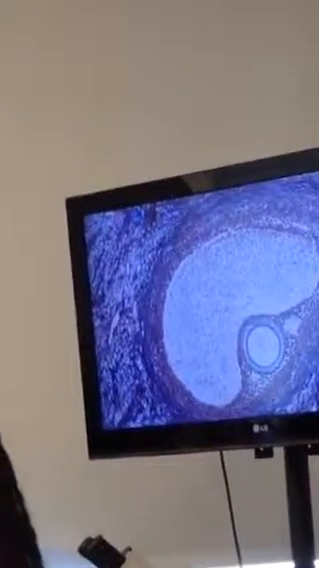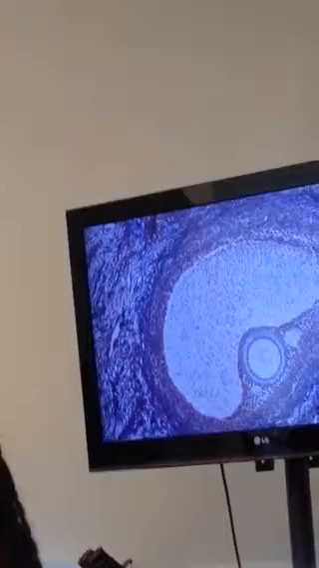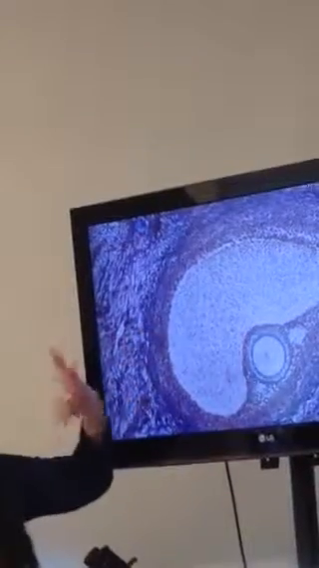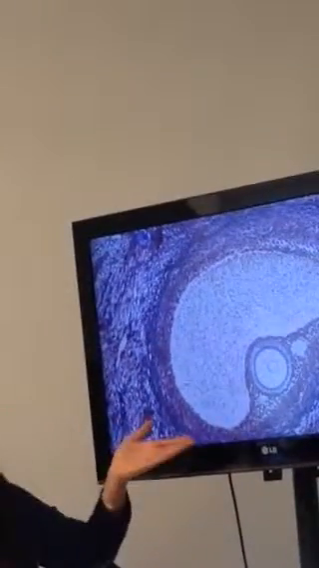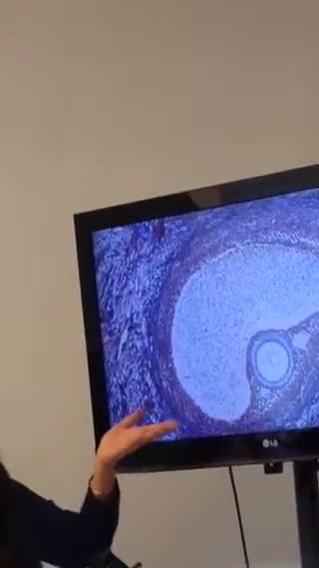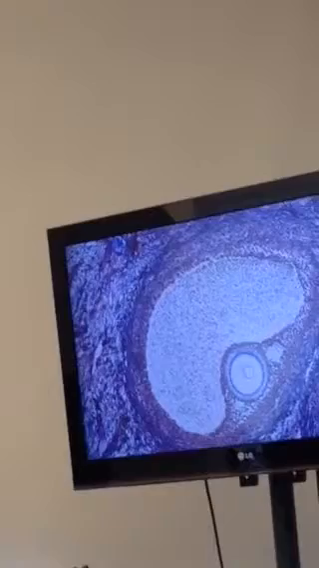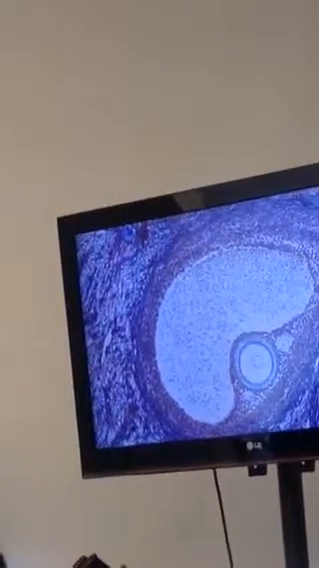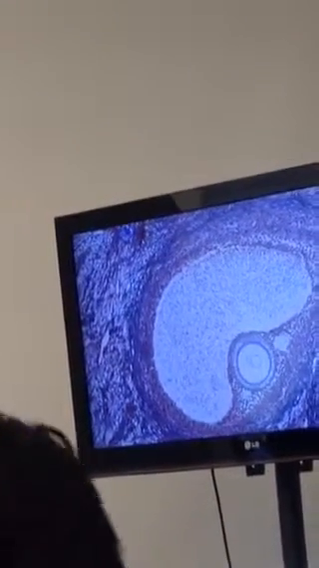Our ovary slides, by the way, are from cats, not humans. So you might see 2 or 3 of these on one slide if you're looking on your own, but in humans you should just see 1, sometimes 2. This is why women that take fertility drugs can have 5 embryos develop, because the drugs cause more graafian follicles to develop.